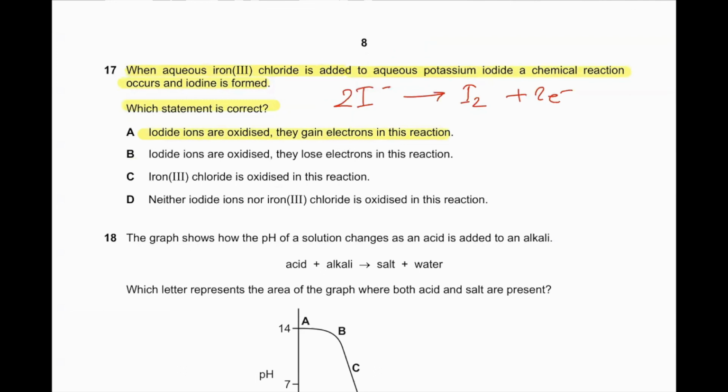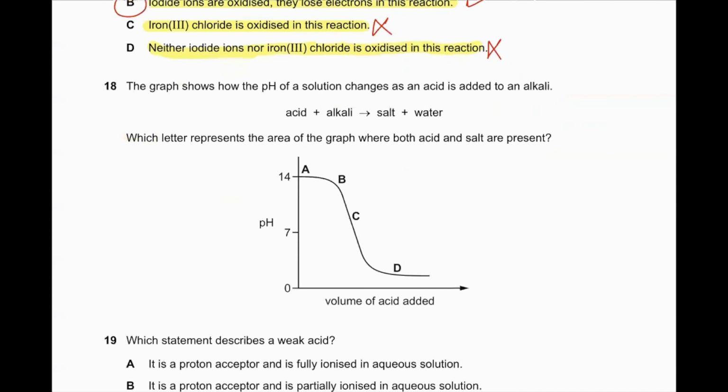The question point 17a says that iodide ions are oxidized, they gain electron. Oxidation is not gain of electron, oxidation is loss of electron. The iodide ions are oxidized, they lose electron in this reaction, and this is the correct statement. So B is the correct answer. Let's see point C and D. Iron 3 chloride is oxidized in this reaction. No. Neither iodide ions or iron 3 chloride is oxidized in this reaction. This is also a wrong statement. So B is the correct one.